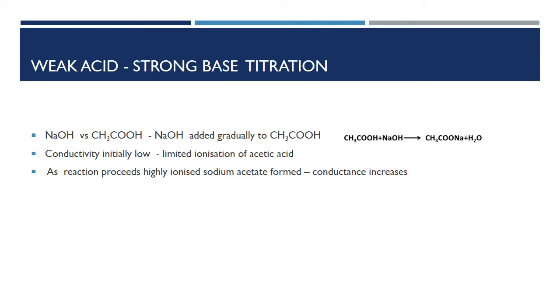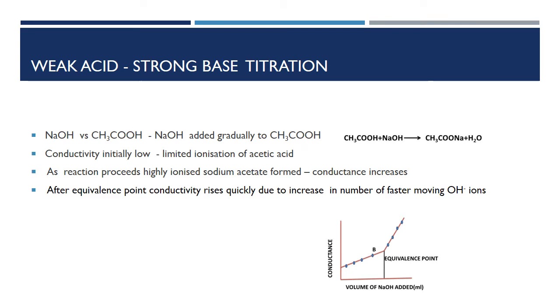Once endpoint is reached and all the acetic acid has been utilized, further addition of NaOH leads to the formation of fast-moving OH- ions, thus dramatically increasing the conductivity, as can be seen from this graph. The endpoint is determined graphically as the point of intersection of the linear portions of the curve.